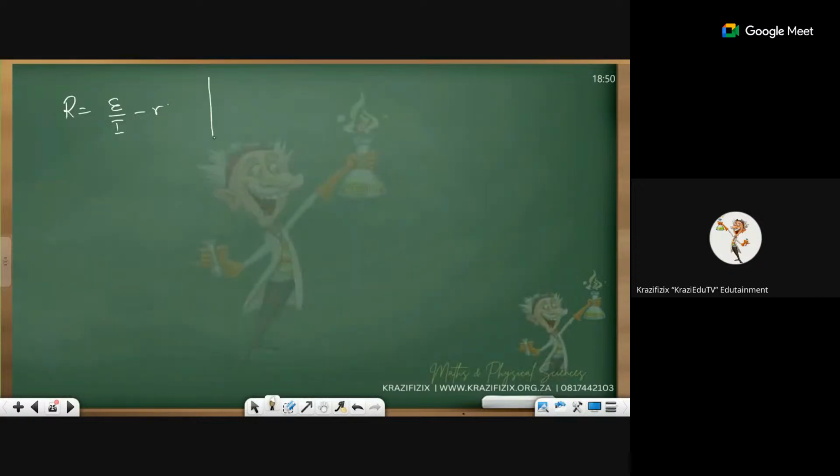Remember, what do I have here? I have 1 over what? I. And what do I have here? R. Do you see my y-axis already? That's fine. So let's extract that out. What are we going to have? I have 1 over I, right? So let's take it out. E into 1 over what? I. Y equals to what? Mx plus C. Do you notice what we have done? The gradient is my EMF. And the y-intercept is my what? Internal resistance.